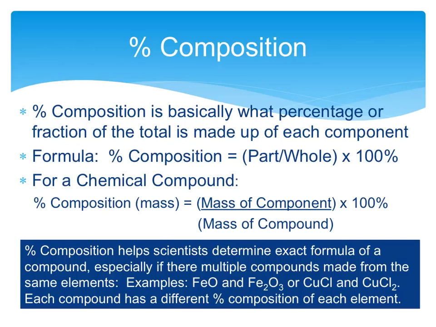And there are some examples down here. So the goal of today is to teach you how this works. And I've given you the formula here. Percent composition by mass is the mass of the component, what you're trying to find, or the part, divided by the mass of the compound, or the whole, times 100%.